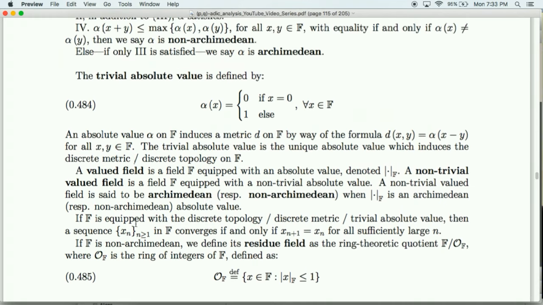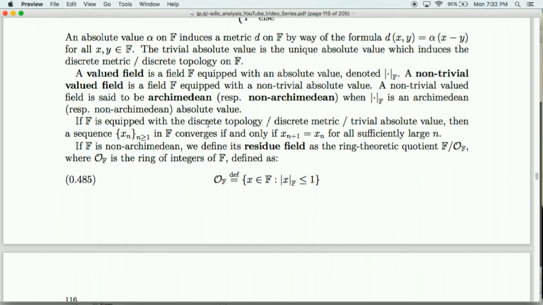When we give a field an absolute value, that makes it into a metric space, but it might not be the case that the metric space we get is complete. The simplest example is the rationals. We can equip that with the ordinary real absolute value, and though this gives us a metric space, it's not complete, because the sequence of decimal digits of pi converges to pi, which is irrational, but that is not an element of Q.